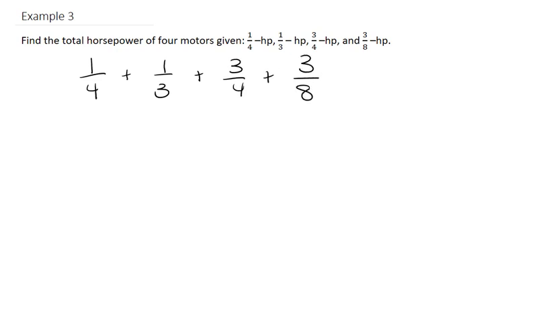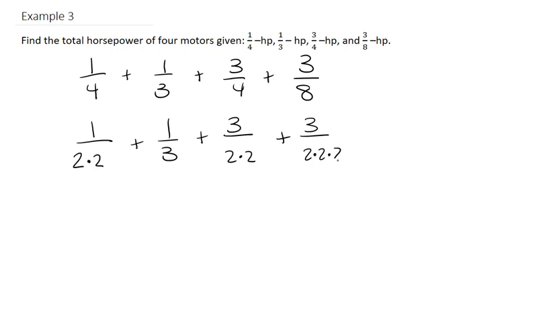Now, like before, we're going to break this into its prime factorization. So 4 is 2 times 2, 3 is just 3, 4 is 2 times 2, and then 8 is 2 times 2 times 2. As we went like this, 2 times 4, and then 2 and 2.